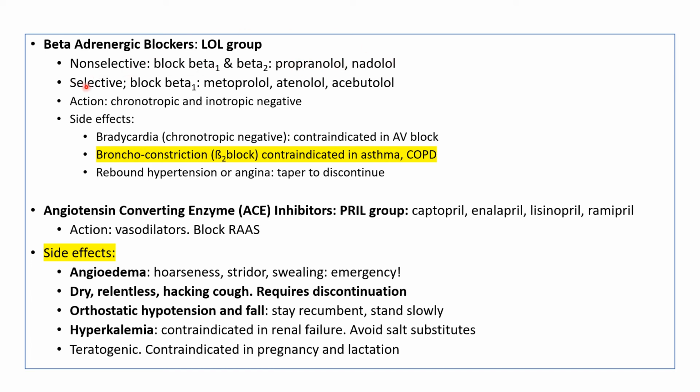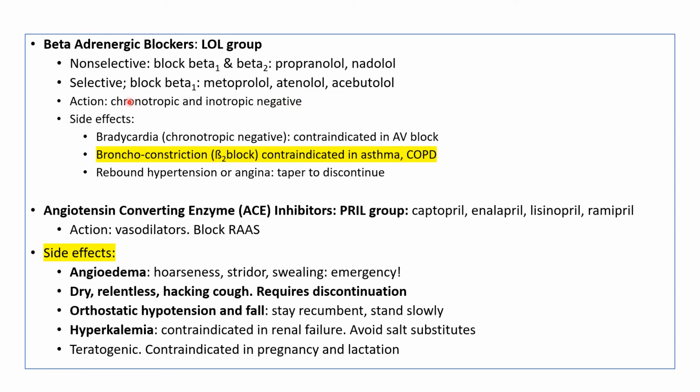The selective beta 1 blockers are better in general because they mainly block the beta 1 receptors in the heart. Metoprolol, atenolol, and acebutolol are the most important to memorize. They have a negative chronotropic and negative inotropic action.